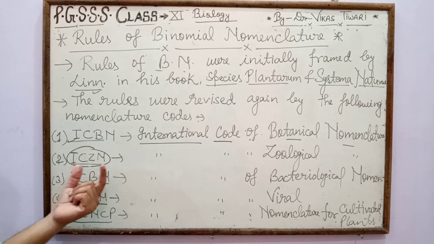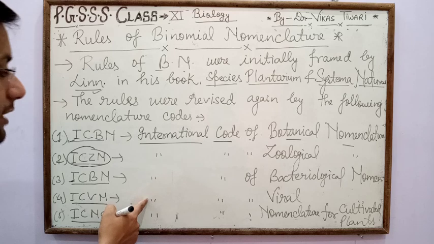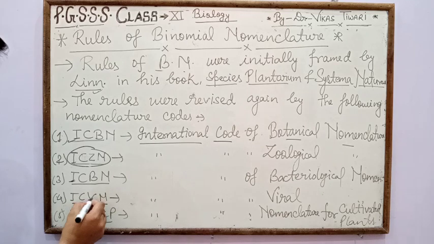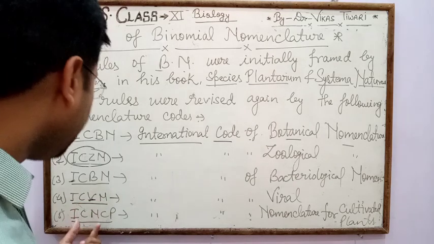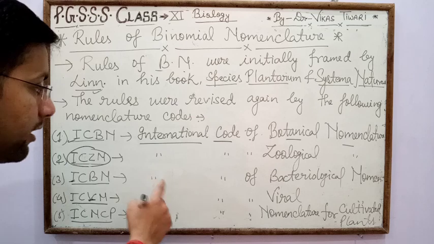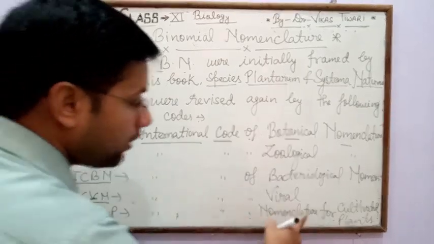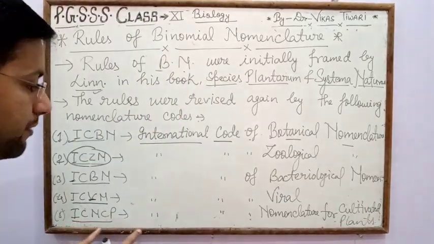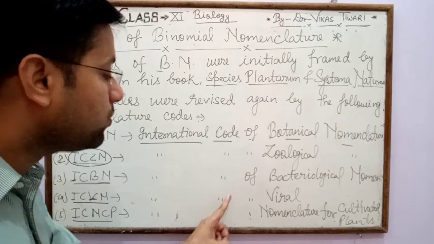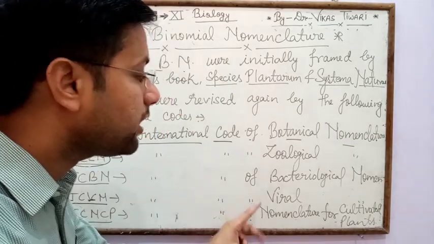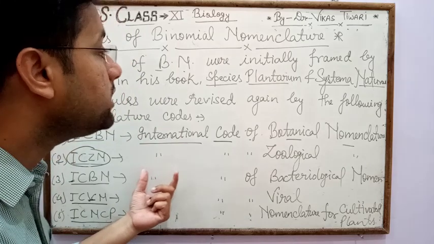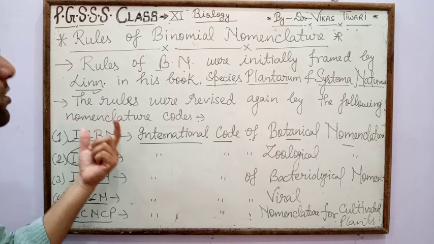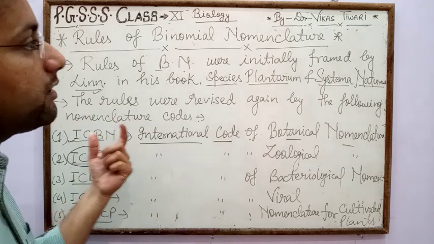Next, ICBN. So the full form of ICBN is International Code of Viral Nomenclature. And the full form of ICNCP is International Code of Nomenclature for Cultivated Plants. So these are the nomenclature codes which again revised the rules of binomial nomenclature.